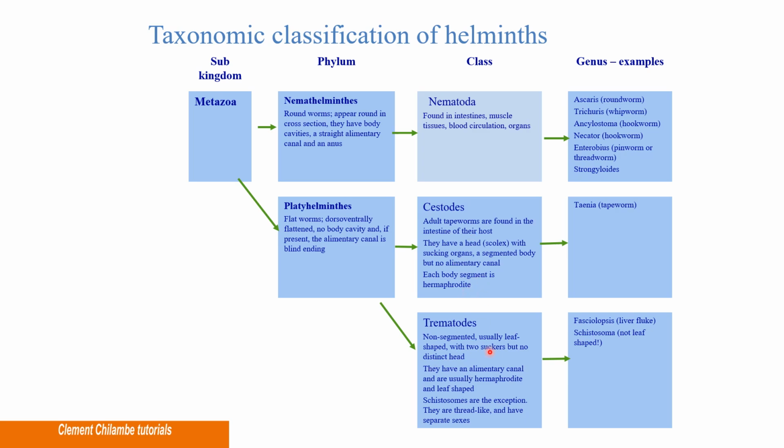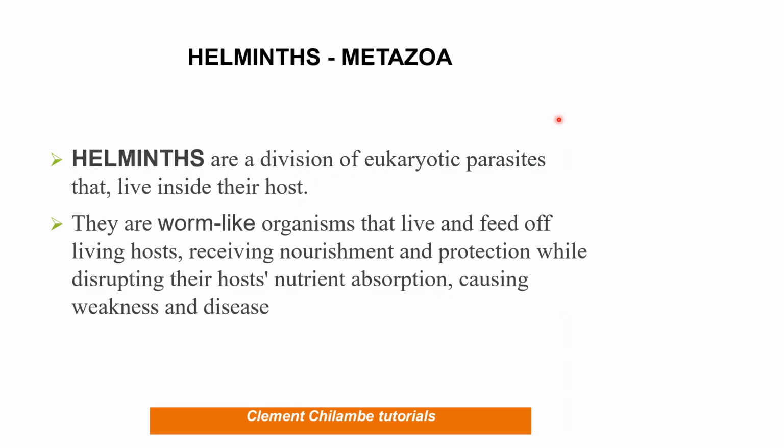So an example of trematodes is what? Fasciola hepatica, the liver fluke, and the schistosoma, which is not leaf-shaped. So schistosoma is an exception here that we talked about, and Fasciola hepatica is actually the liver fluke. So we'll talk about that when we start talking about what? The flukes.